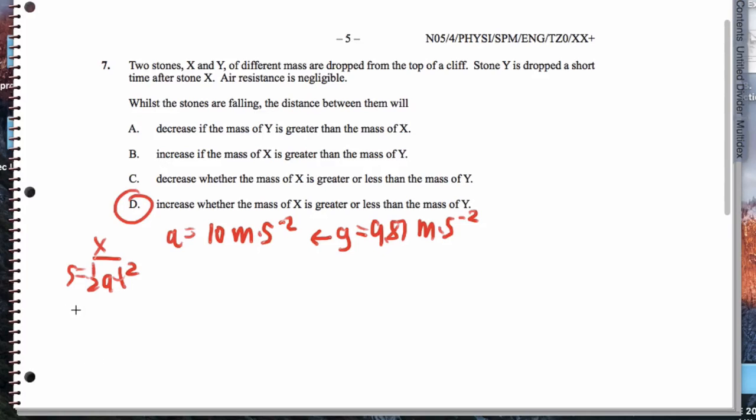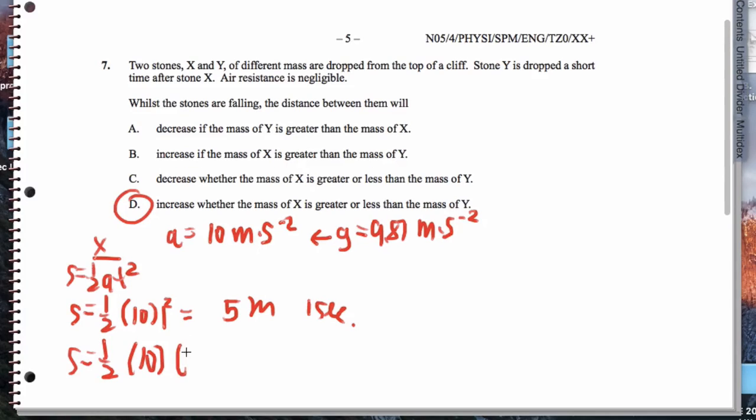Now let's see how far it falls after 1 second. So 1/2 times 10 times 1 squared gives me 5 meters fallen after 1 second. Now let's see how far it falls after 2 seconds. After 2 seconds, it's going to end up being 5 times 4, which is 20 meters.